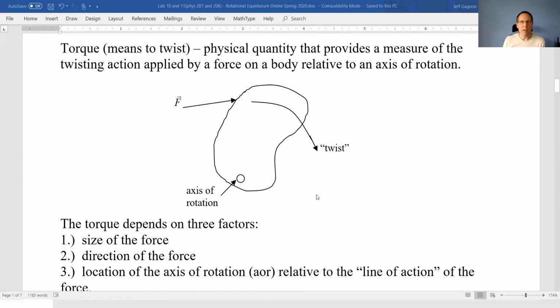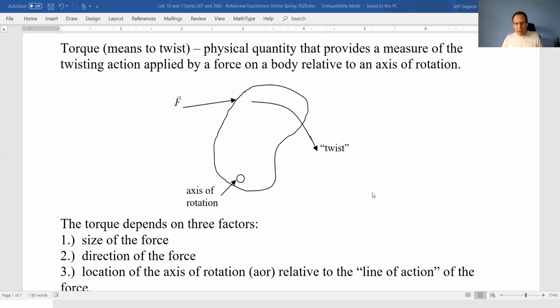Okay, torque. Torque is a quantity that represents the ability of a force to cause a rotation. It depends on several things, and I'll go over to the iPad in a second to explain this more carefully. It depends on the size of the force, it depends on the direction of the force, and it depends on the location of the axis of rotation relative to the line along which that force acts.